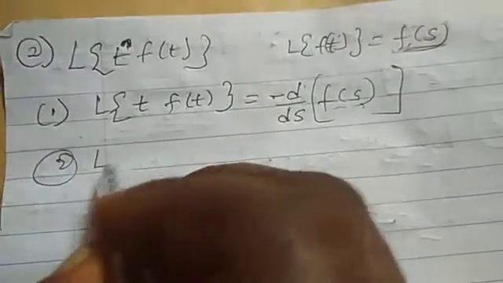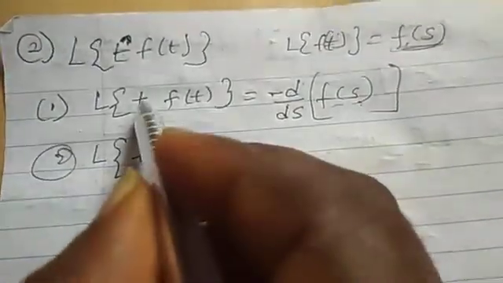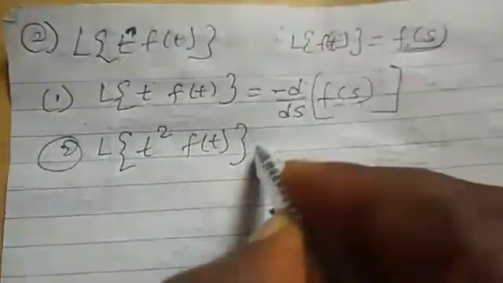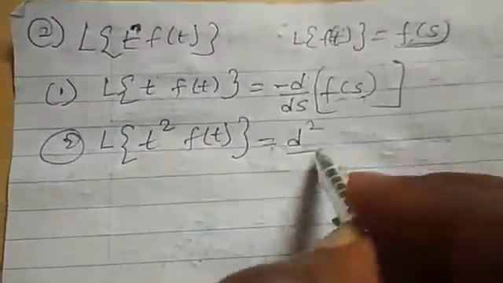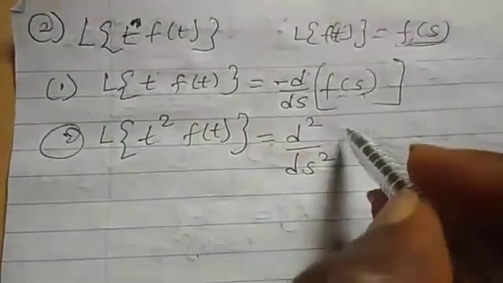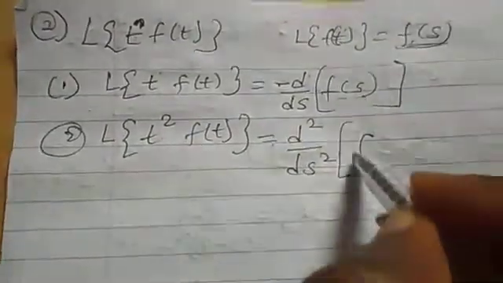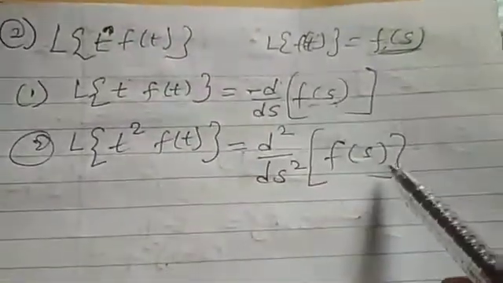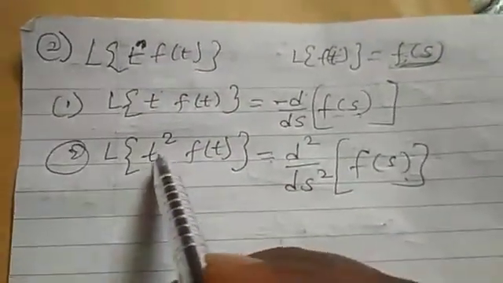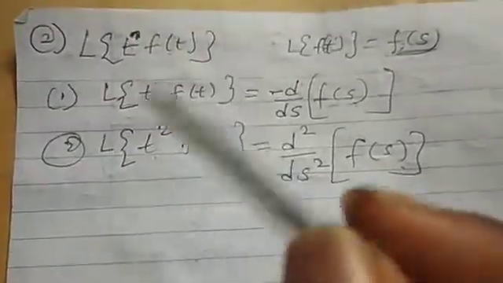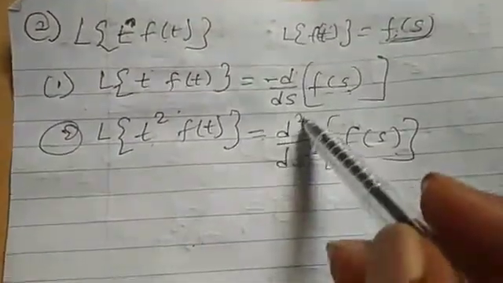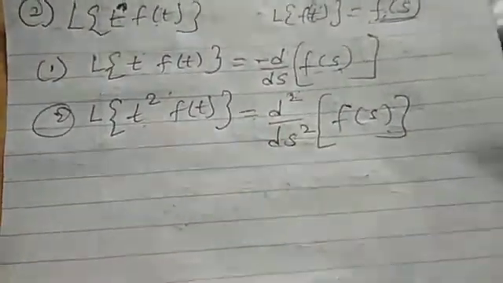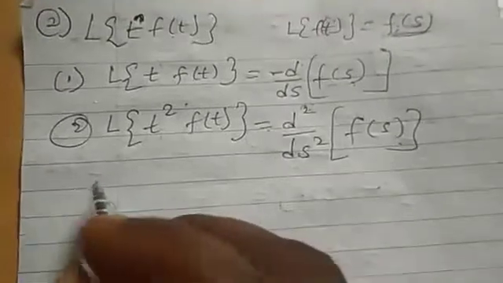If it is twice, that is, if it is t squared that is multiplying f of t, this will be d squared over ds squared of F of s. That is, if you have found the Laplace transform F of s and you are multiplying that f of t by t squared, it means you should differentiate this twice. That is the meaning of d squared ds squared. So this is where differentiation comes in.